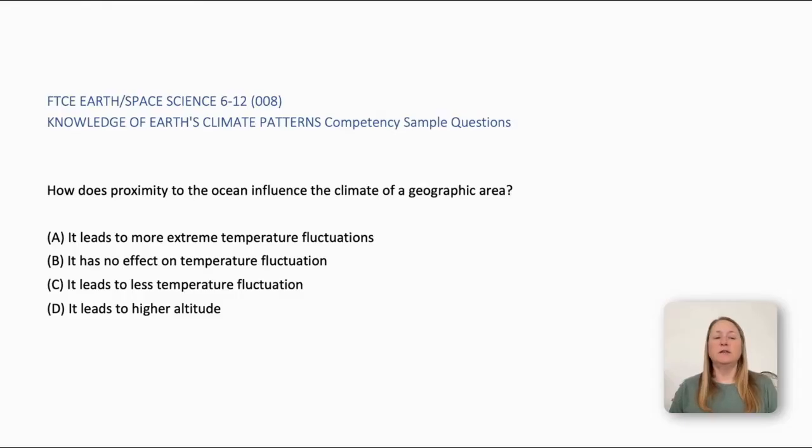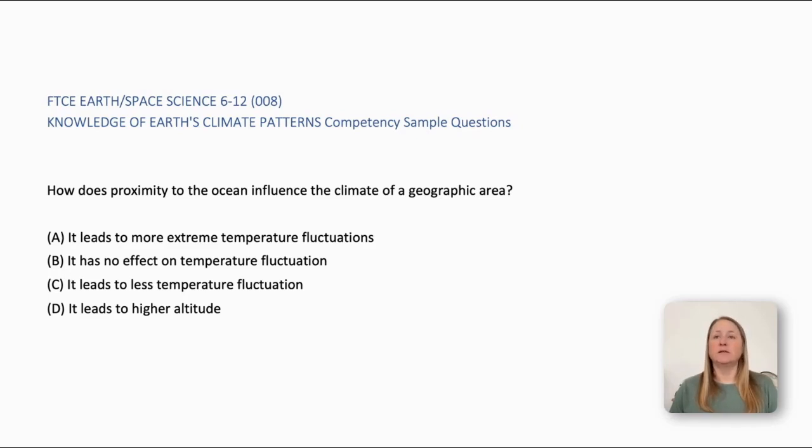How does proximity to the ocean influence the climate of a geographic area? A. It leads to more extreme temperature fluctuations. B. It has no effect on temperature fluctuations. C. It leads to less temperature fluctuation. Or D. It leads to higher altitude. Let's walk through the process of elimination.